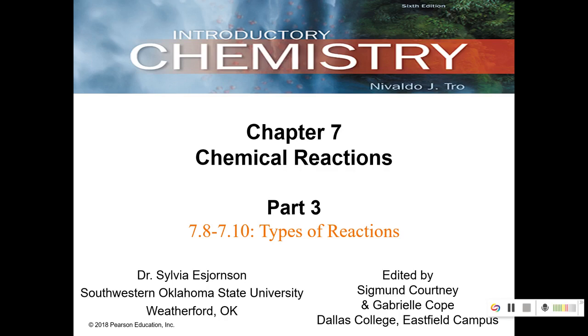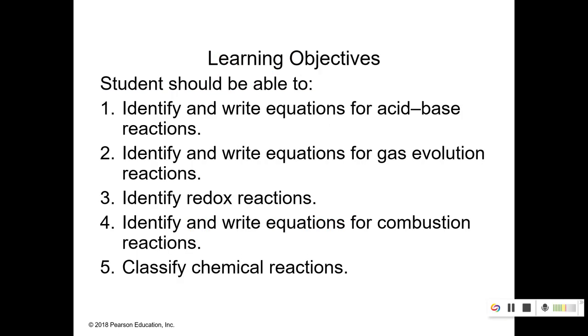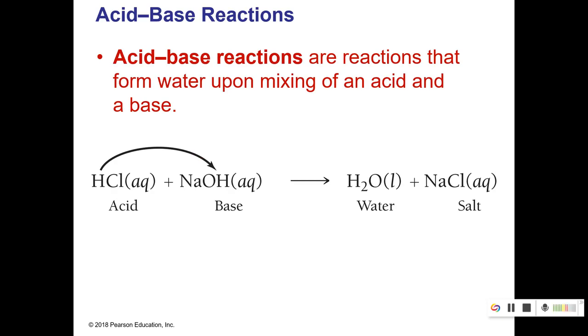Good morning, everyone. Today we're going to do part 3 of chapter 7, which is types of reactions. Some of these types of reactions we've already covered, and they're just more in depth, and some of them are brand new. So we're going to talk about writing acid and base reactions, writing and identifying gas evolution reactions. Actually, we're just going to identify those. We're not going to write those. We're also going to be able to identify redox reactions, identify and write combustion reactions, and then classify those chemical reactions that don't fall under one of those other types.